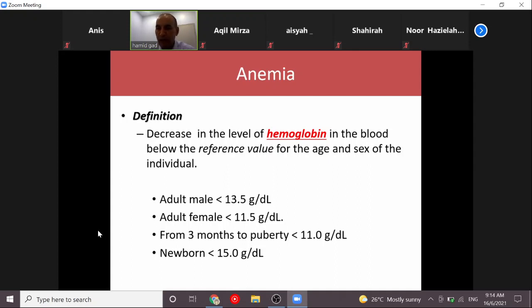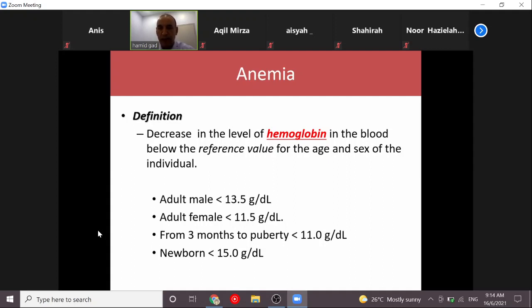And for an infant, from 3 months until puberty, less than 11 we consider anemia. Newborns are different, because a newborn needs more hemoglobin inside the intrauterine environment. The hemoglobin concentration is high because they need to carry a lot of oxygen. They are not in an environment where there is enough oxygen, that's why their hemoglobin is very high. So if the newborn's result is less than 15, it is considered anemia. If it is 15 or above, it is not anemia.